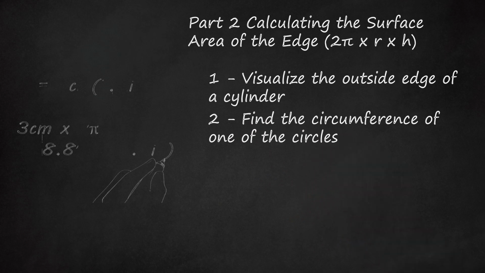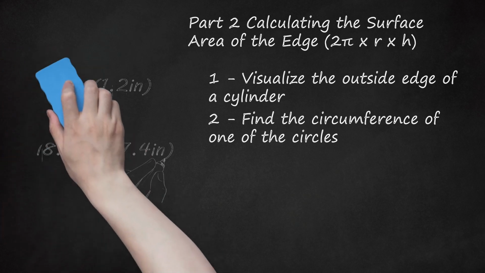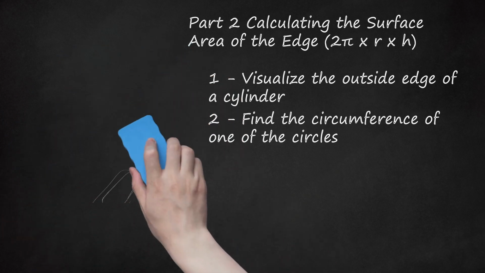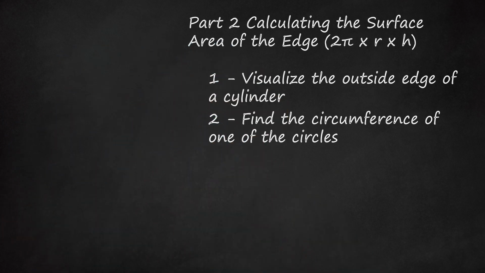2. Find the circumference of one of the circles. You will need to find the circumference to find the surface area of the outer edge, also known as lateral surface area. To get the circumference, simply multiply the radius by 2 pi. So, the circumference can be found by multiplying 3 cm, 1.2 in, by 2 pi. 3 cm, 1.2 in, times 2 pi equals 18.84 cm, 7.4 in.